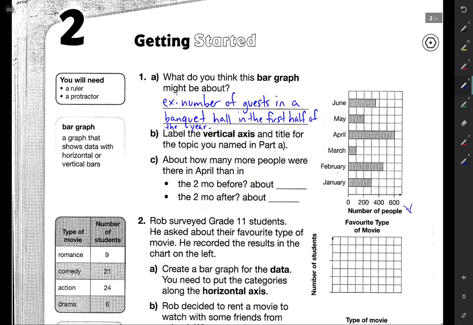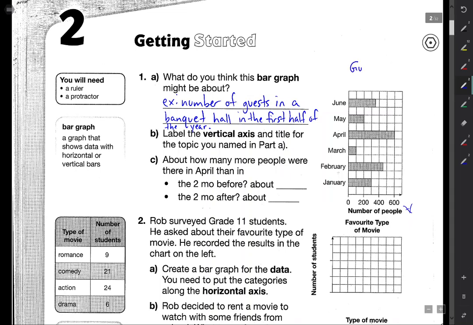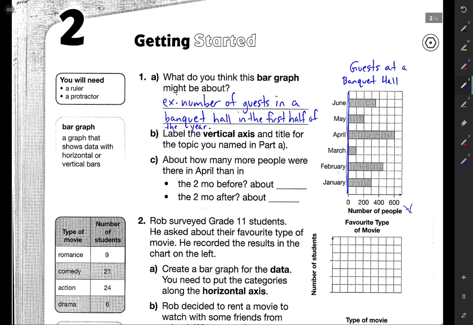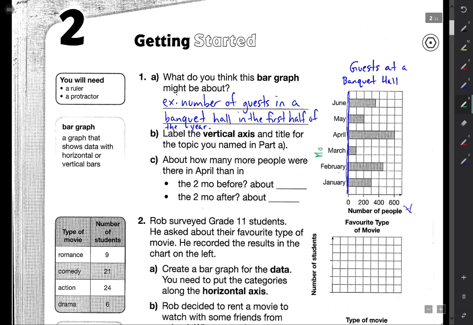So now in part B, they want us to label the vertical axis and put a title for the topic we named in part A. So the title here, we would just put at the very top, we would put guests at a banquet hall. And to label the vertical axis, so vertical, that means a line that goes up and down. So this one over here would be the vertical axis. And what do we have represented on that axis? Well, we have months. So I'm just going to label the vertical axis with months.